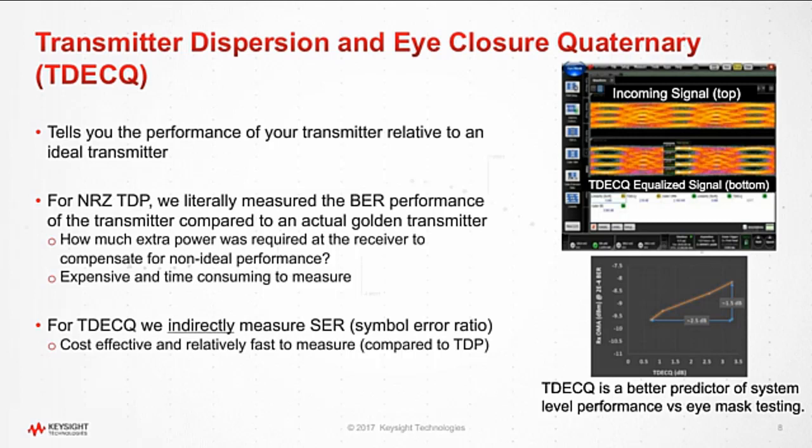Because it required quite a bit of test equipment, and it was a BER-based measurement, it was fairly expensive and quite time-consuming to perform that measurement. So standards committee members decided that they wanted a different approach and developed the TDECQ measurement, where we indirectly measure the symbol error ratio using an oscilloscope. And that means that it's a lot more cost-effective, and it's fairly easy and fast to make that measurement compared to the TDP measurement.